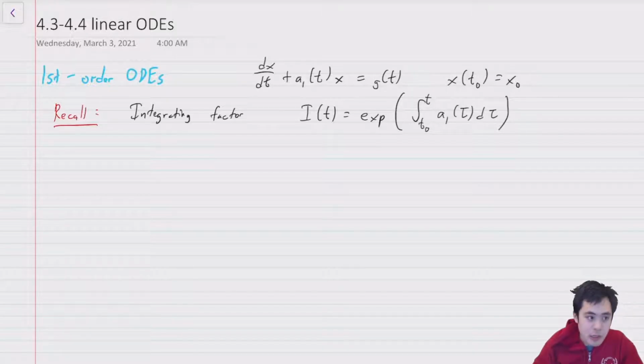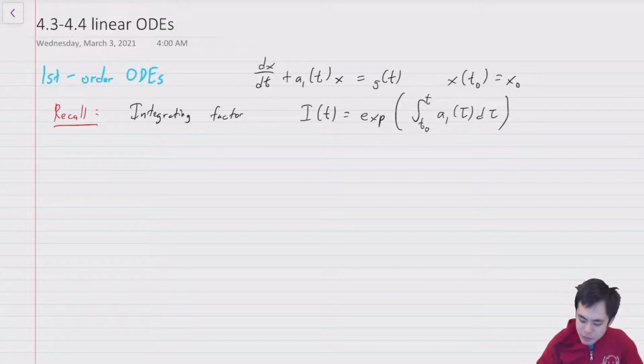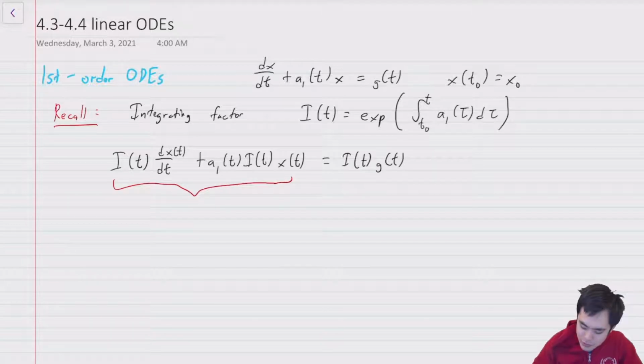Anyway, the whole point of integrating factors is that if you multiply both sides, then one side becomes an exact derivative. So let's multiply this through. We end up with I(t) times dx/dt plus a1(t) x(t), which equals I(t) g(t). It turns out the left-hand side is an exact derivative.